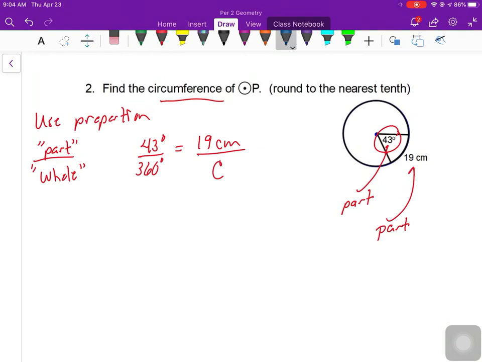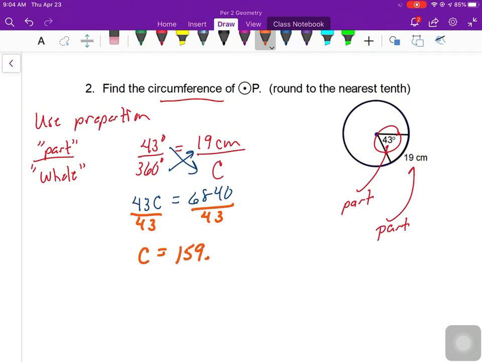And as we have always done in the past, we cross-multiplied. 43 times c, of course, would be 43c. 360 times 19 is 6840. We would have to divide to finish this problem. And the answer that we come up with is the circumference equals 159.1, and the label is centimeters. So that was in the first section of this chapter.